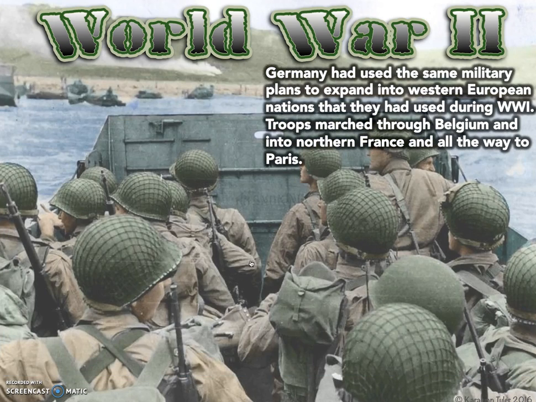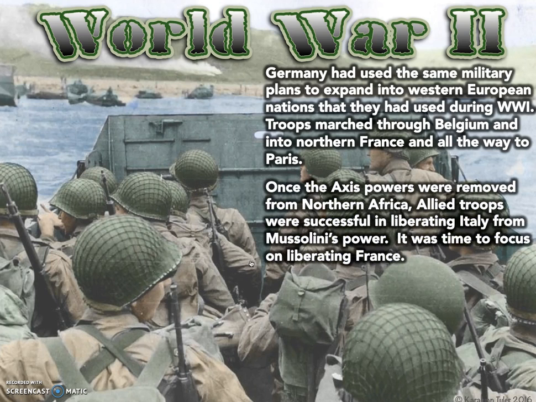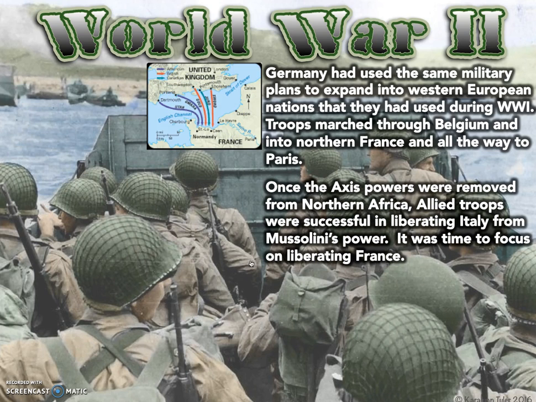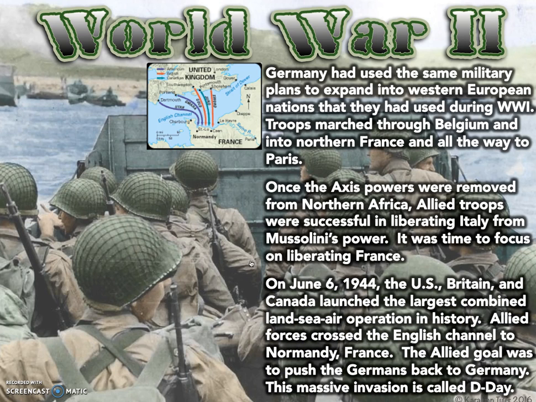Germany had used the same military plans to expand into Western European nations as they had used during World War I. Troops marched through Belgium and into northern France and all the way to Paris. They called it the Schlieffen Plan, and it almost worked completely in World War I. And you'd think that France and Belgium and Netherlands and Britain and everybody would have figured out that they might plan that route again, but they assumed that they wouldn't take the same route, and yet they did. So once the Axis powers were removed from northern Africa, Allied troops were successful in liberating Italy from Mussolini's power. It was time to focus on liberating France.